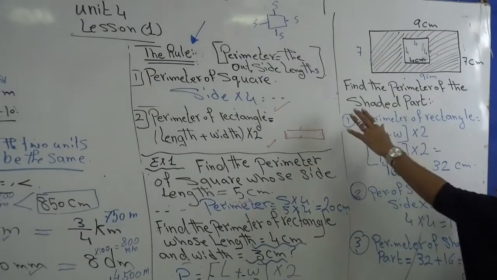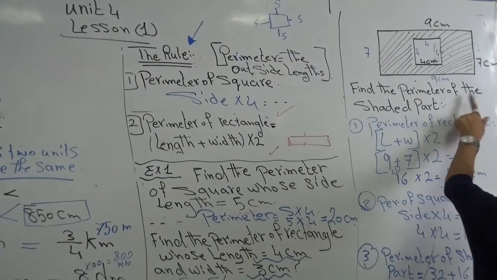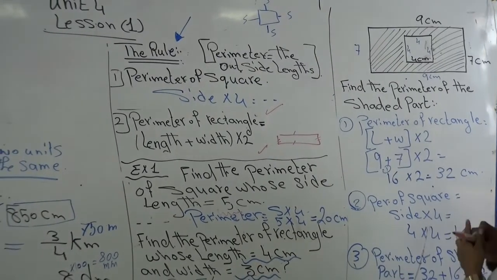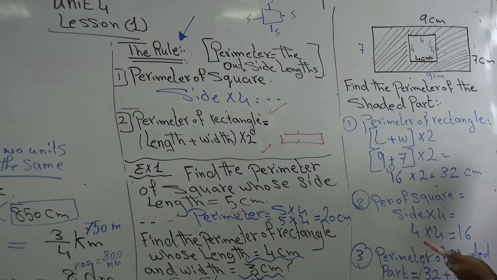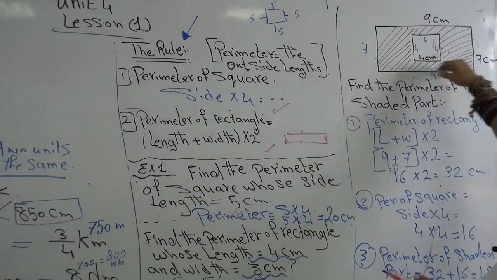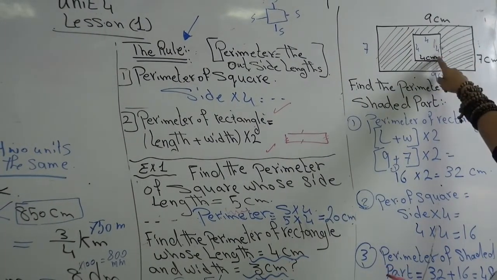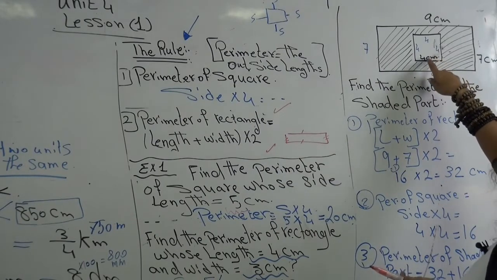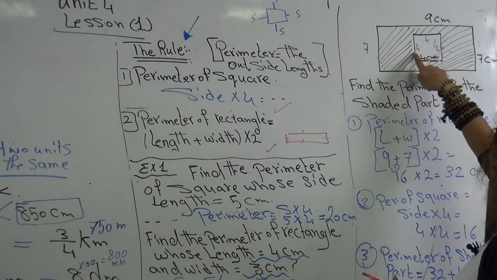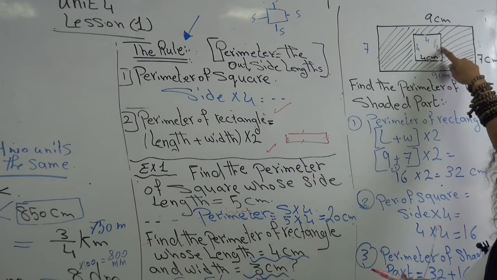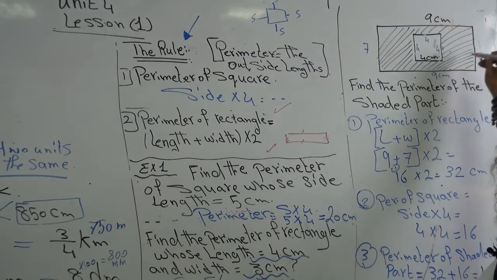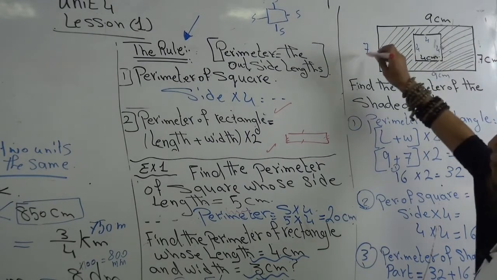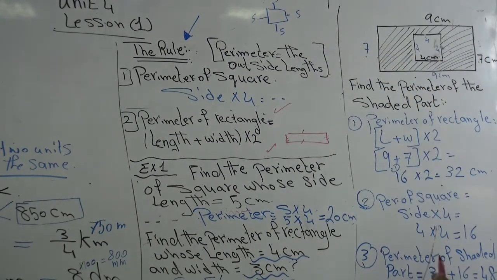Last point, find the perimeter of the shaded part. I need to get the perimeter of the shaded part only. So I have here a rectangle like that, and inside it I have a square. This is 4 centimeter and 4 centimeter. This is 9 centimeter and this is 9 centimeter. 7 centimeter the width, and this is 7 centimeter.